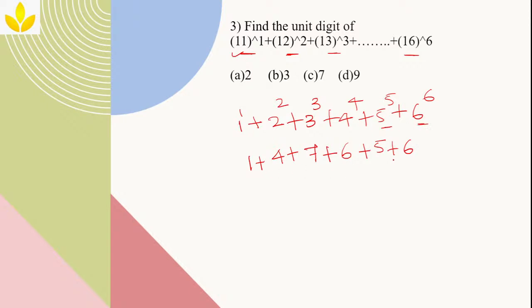Okay. Now add all of them and try to find the last digit. 1 plus 4, 5. 5 plus 7, 12 and 12 plus 6, 18. 18 plus 5, 23. 23 plus 6, 29.